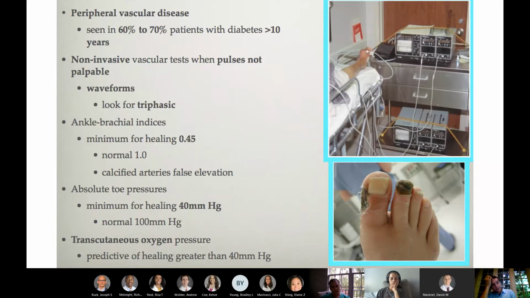Peripheral vascular disease is a common comorbidity. This is why we check pulses on all these people. If they don't have palpable pulses, we'll look on a Doppler and see if they have a triphasic waveform. We all know ABIs. What complicates things is if there's calcification of the vessels, which there commonly is in these patients, it'll give you a falsely normal ABI.